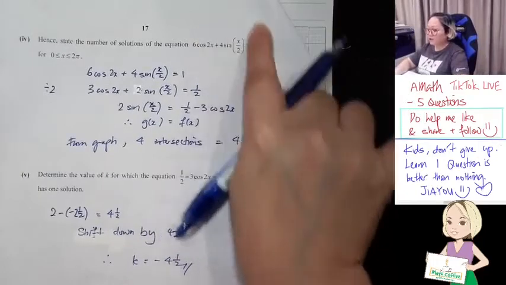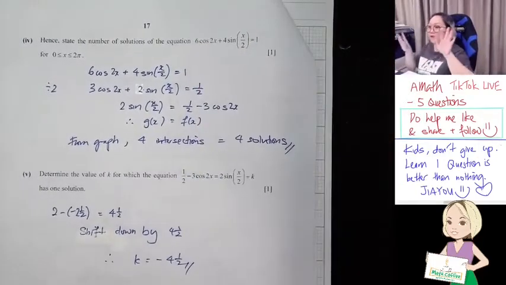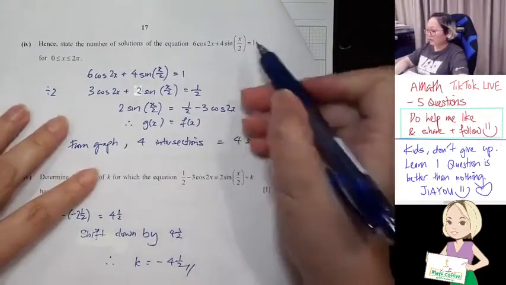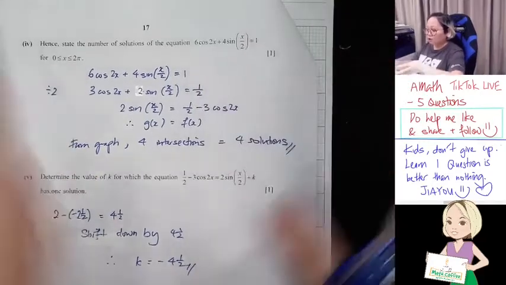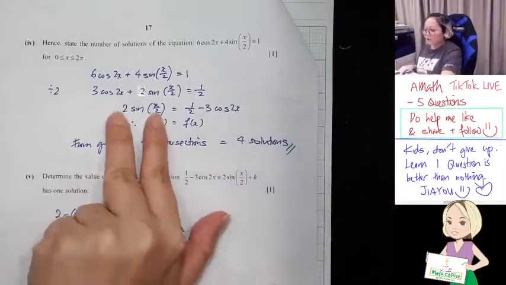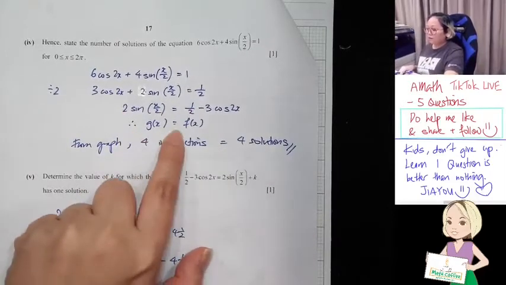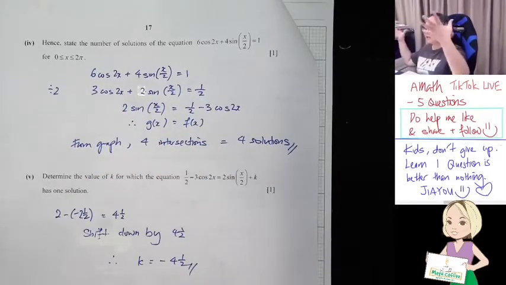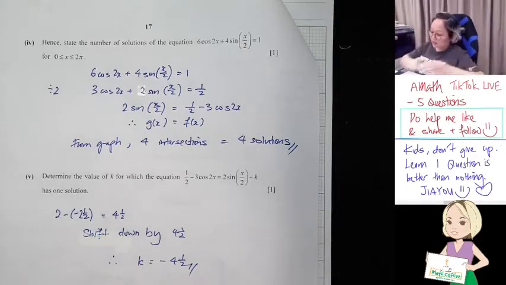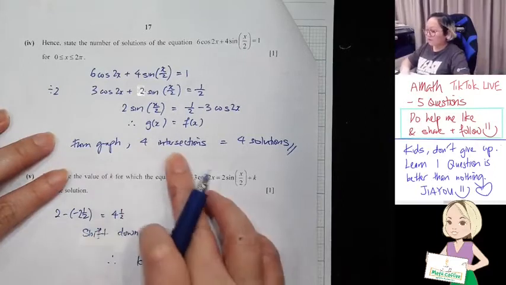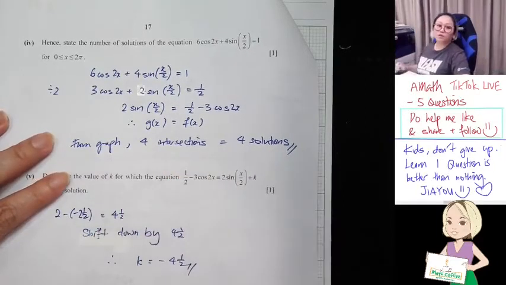But in order to be so-called kiasu a bit, usually what I will do is I will prove that this equation is referring to the intersection of the two curves. So what I did was, okay, I write down the equation. Then I need to shift. Then this one is my g(x), this one is my f(x). So I will say, oh, so actually g(x) equals f(x) means that I just solve the simultaneous, which is drawing the graph, which is referring to my graph. Then I say, oh, so from the graph, 4 intersection points means 4 solutions.